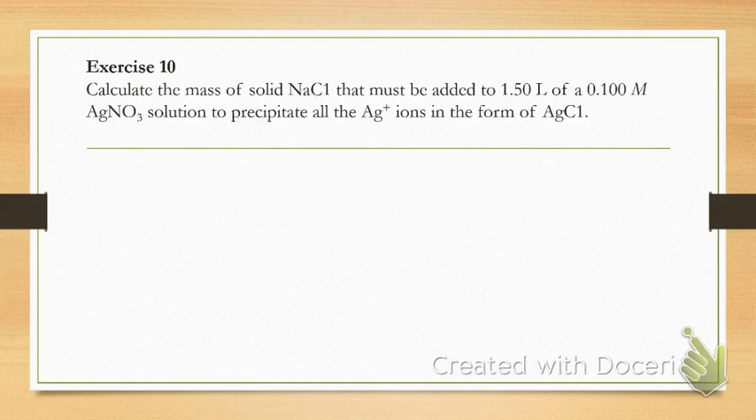All right, so here we have, calculate the mass of solid NaCl that must be added to 1.5 liters to precipitate all of the silver in the form of AgCl, okay? So I want to get out all of my silver, so how much sodium chloride do I need to add?